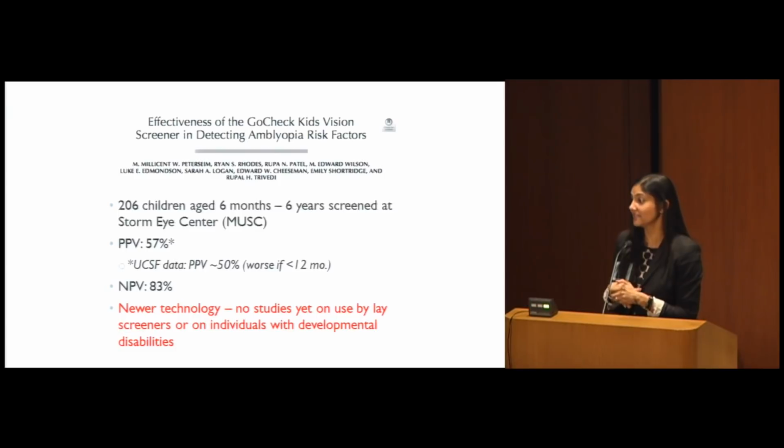And then preliminary data from our UCSF, where we're looking back at our population here, is even lower, about 50%, and it can get even lower than that if it's used in patients that are under 12 months of age. The negative predictive value, however, is high. It's 83%.